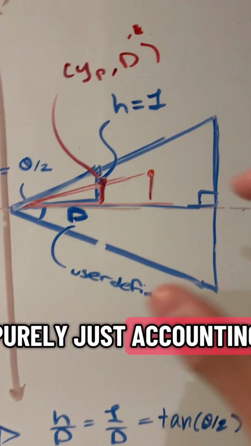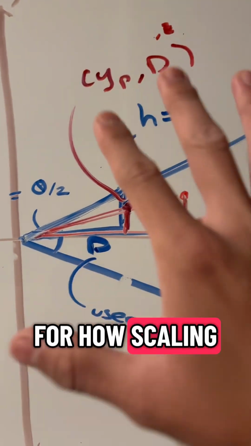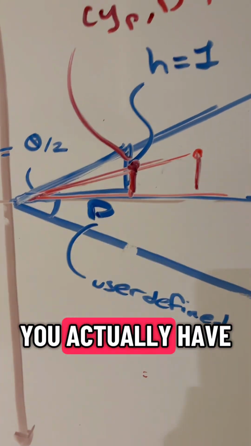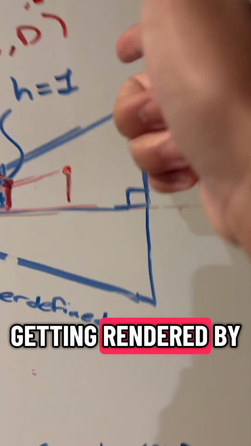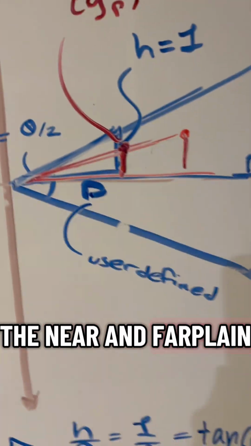And this is purely just accounting for how scaling looks and projection. You actually have to handle what actually ends up getting rendered by the near and far plane. But yeah, that was basically it.